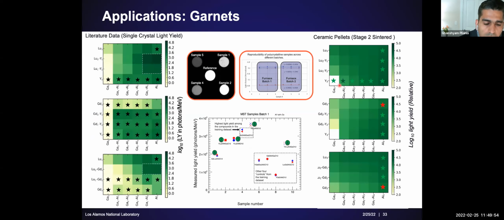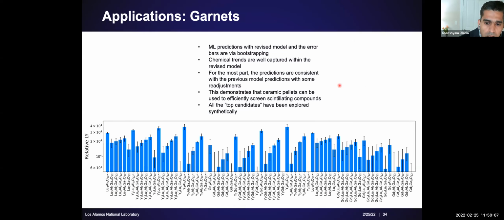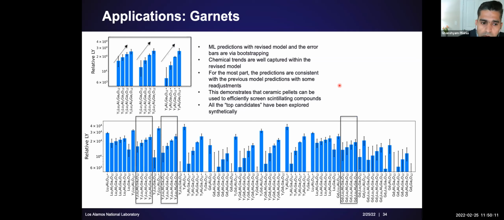So in light of these encouraging results, we go back and revise our model with just in-house data, just using light yield on ceramic pellets. And then we again analyze chemical trends to see if there is anything new that jumps out. Seems like, again, more or less we get the same picture. All the trends are intact except for slight readjustments.